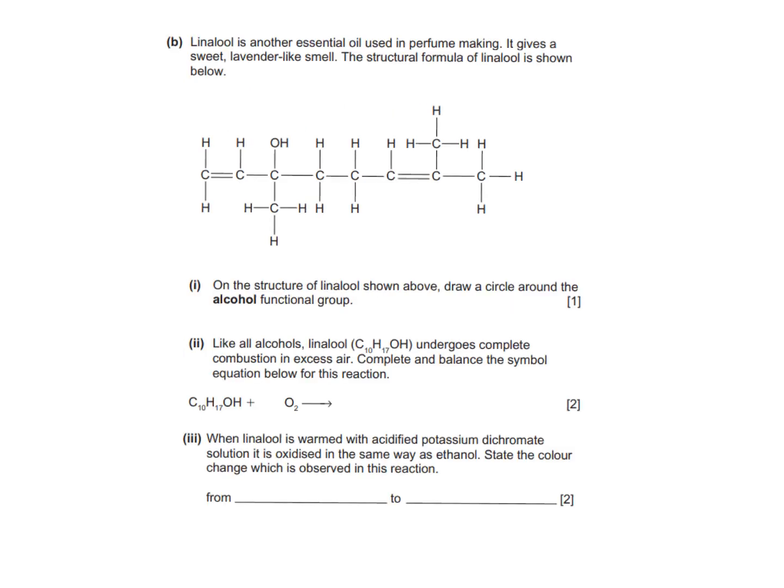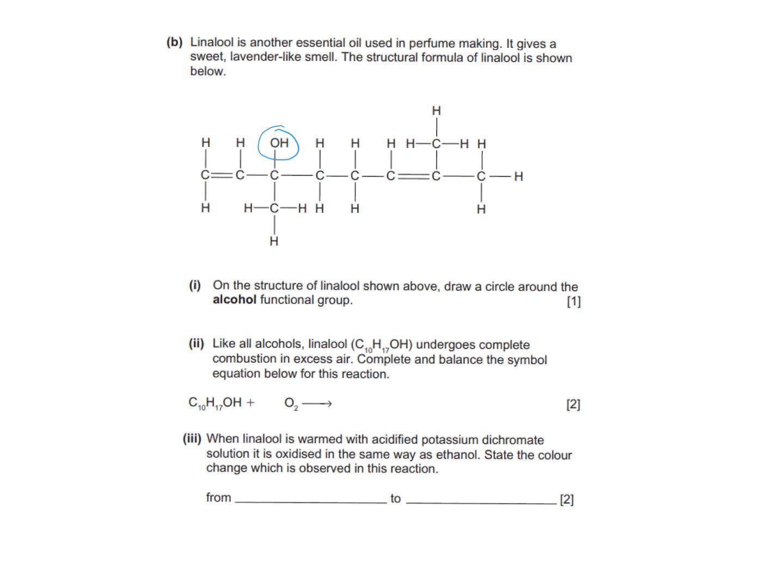Okay, then on to this next question, B. This is linalool, and part 1, on the structure, draw a circle around the alcohol functional group. Now, the functional group in an alcohol is hydroxyl, which is OH. So I can see it here, and I'm just going to draw it around that. And make sure that you don't do that, because carbon is not the functional group, it's just the OH.